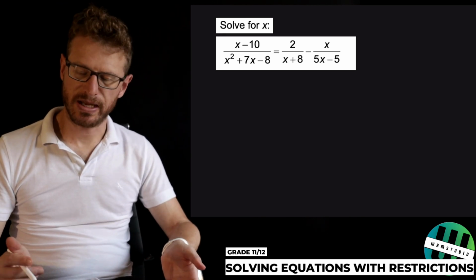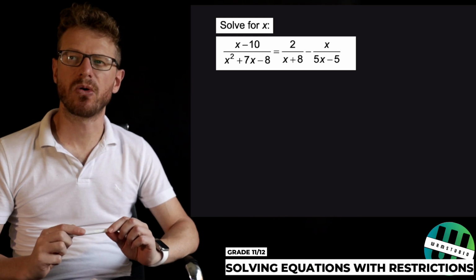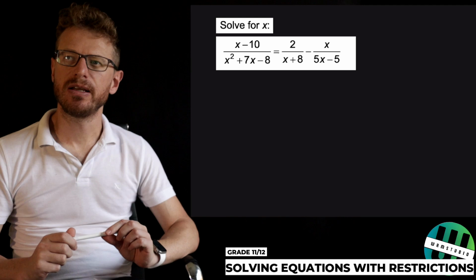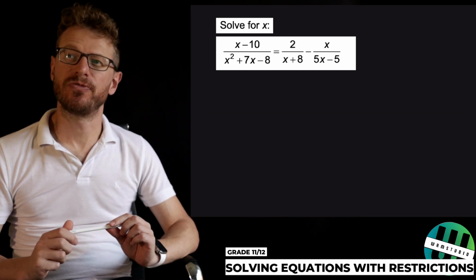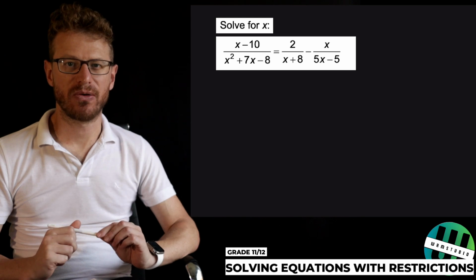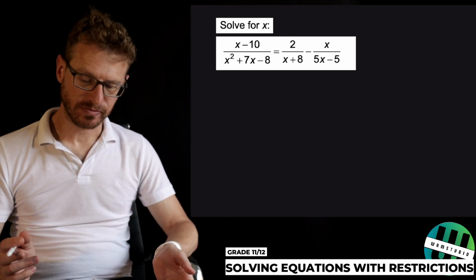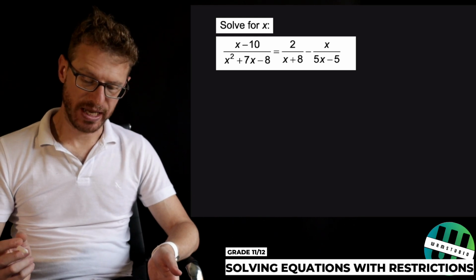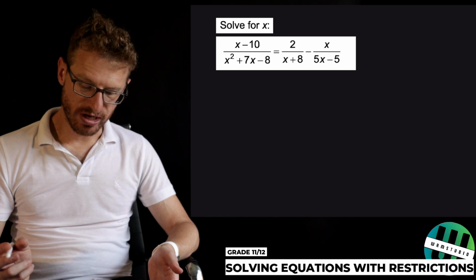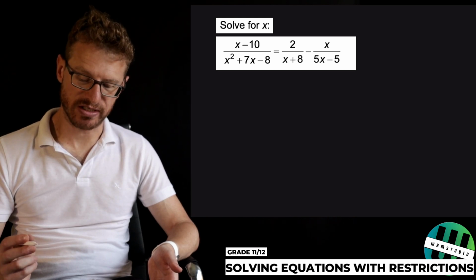In this lesson, I'd like to talk about solving equations that are a little bit more complex, that usually involve a lot more factoring, as well as when we do factor, we will have some restrictions because of our denominators. So let's jump in with this one. We have: solve for x, (x minus 10) over (x squared plus 7x minus 8) equals 2 over (x plus 8) minus x over (5x minus 5).